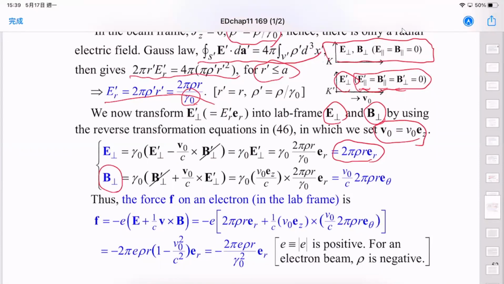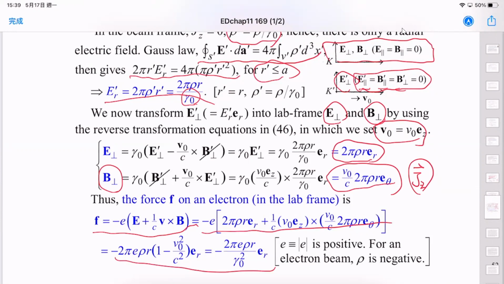And the magnetic field will be, rho v is the current, rho v is the current in the z direction. The force F on an electron in the lab frame is here. That is the force, the Lorentz force, the traditional, ordinary force. E is positive here because we use minus e to express an electron. For an electron beam, rho is negative. So we have the E force, which is repulsive, and we have B, that's the Lorentz force, v cross B.